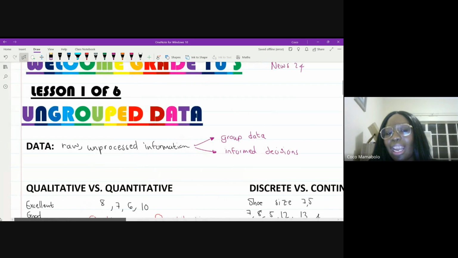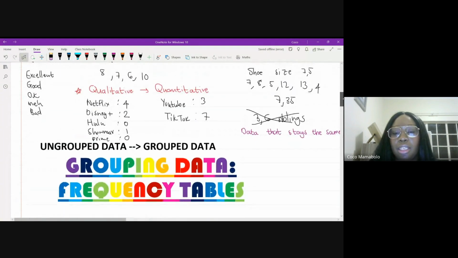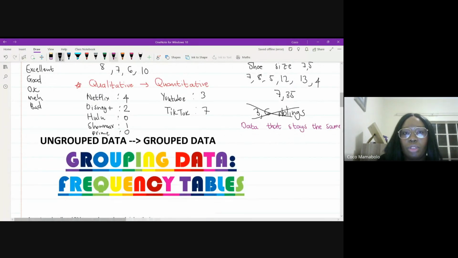So that's where we're going to start today. Now we're going to look at how to group the data as we're going with it. And we're going to start looking at frequency tables. Now, can anybody tell me, what does the word frequency mean? What does frequency mean? Anybody?